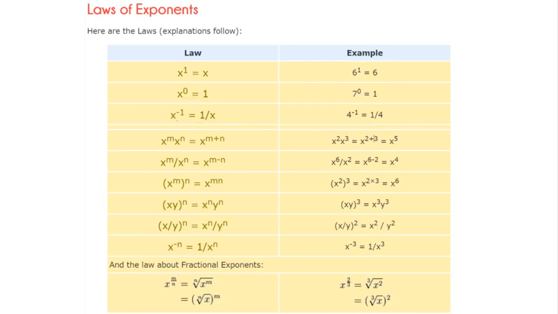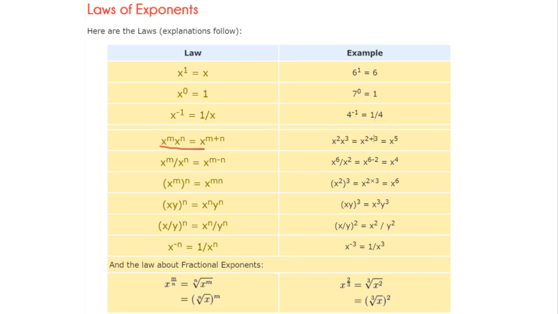So for this example, you can take 6 to the power 1, which will be how much? 6. Fine. Similarly, for this second case, what is 7 to the power 0? Anything to the power 0 is always 1. Next example, what is 4 to the power minus 1? That means you have to divide by 4 how many times? 1 time. Fine. So it will be 1 by 4.